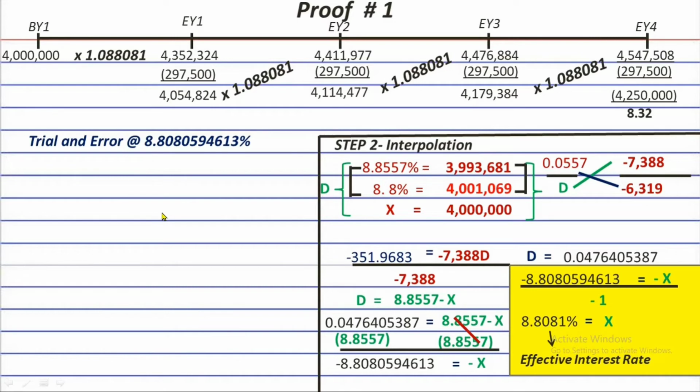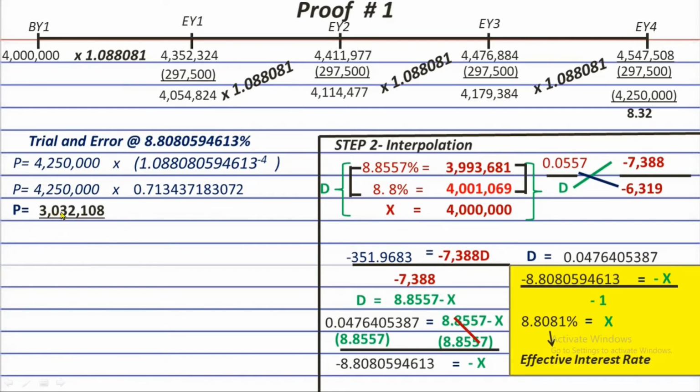Okay? So let's start with the PV of the principal. So 4,250,000 times 1 plus I, which is this one, raised to the power of negative 4. Now, the resulting factor for this one is 0.7134371833072. And this times 4,250,000 equals 3,032,108. So that's the present value of the principal.